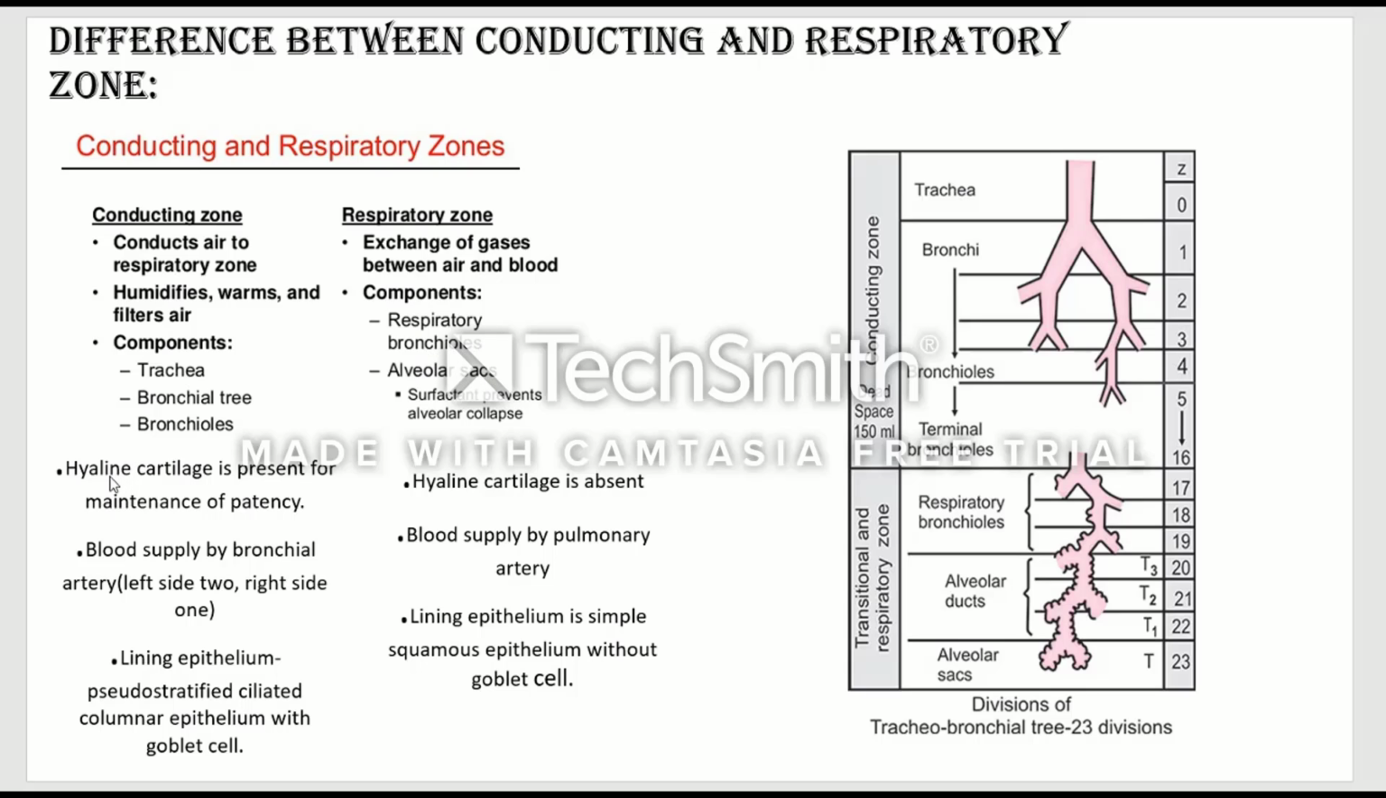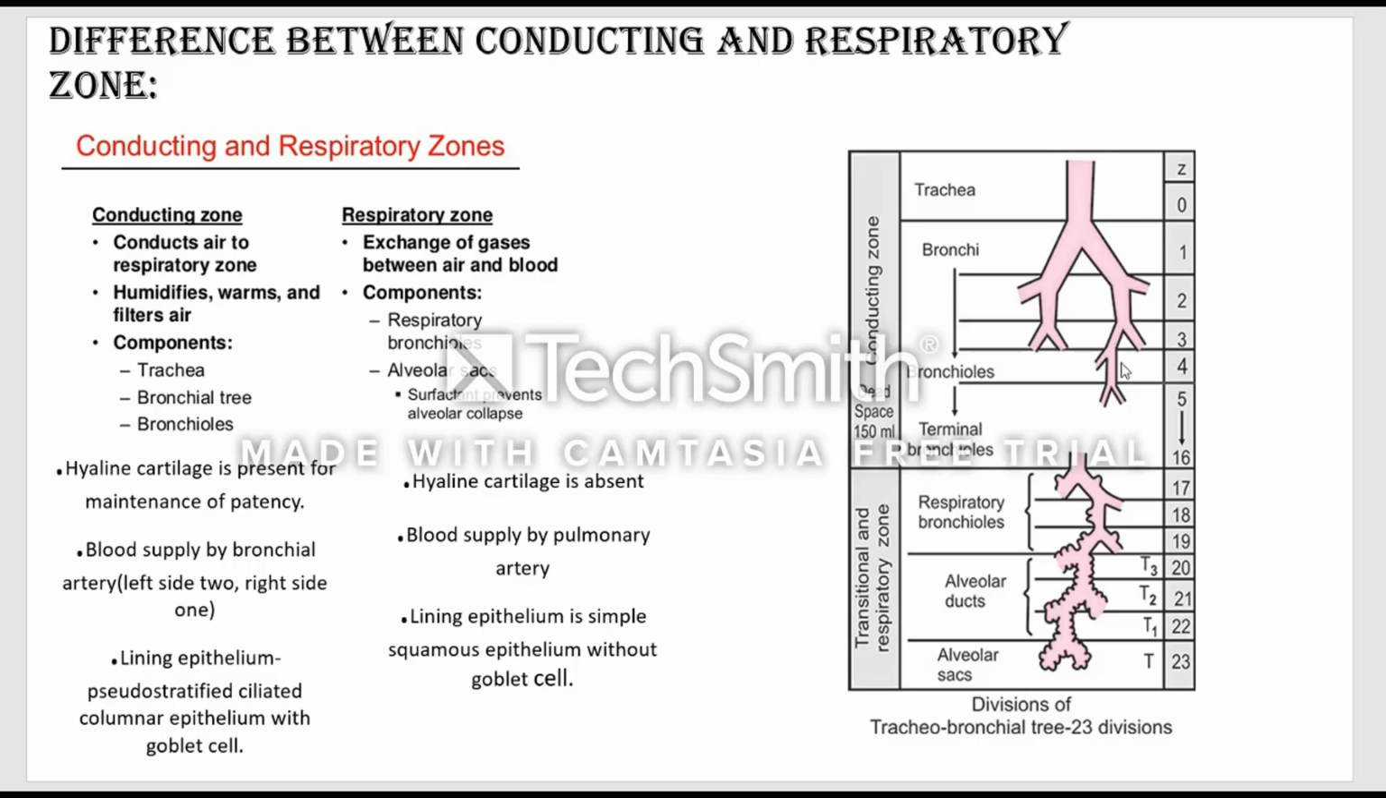দেন কন্ডাক্টিং জোনের ক্ষেত্রে হায়ালিন কার্টিলেজ ইজ প্রেজেন্ট, বাট রেসপিরেটরি জোনের ক্ষেত্রে হায়ালিন কার্টিলেজ ইজ অ্যাবসেন্ট। কন্ডাক্টিং জোন ইজ সাপ্লাইড বাই ব্রঙ্কিয়াল আর্টারি, লেফট সাইডে দুইটা থাকে এবং রাইট সাইডে একটা থাকে, এবং রেসপিরেটরি জোনের ক্ষেত্রে ব্লাড সাপ্লাই বাই পালমোনারি আর্টারি। And conducting জোনের লাইনিং এপিথেলিয়াম হচ্ছে pseudo stratified ciliated columnar epithelium with goblet cell, এবং রেসপিরেটরি জোনের লাইনিং এপিথেলিয়াম হচ্ছে simple squamous epithelium without goblet cell.